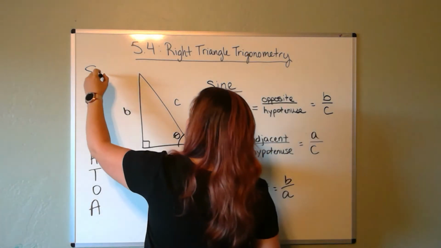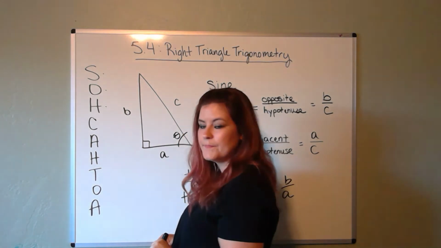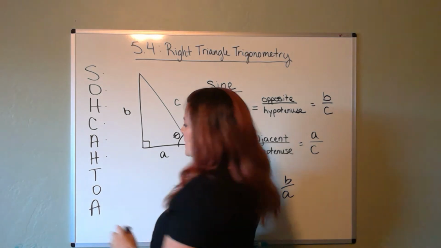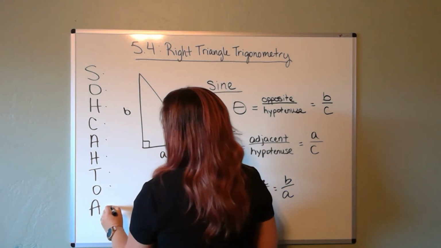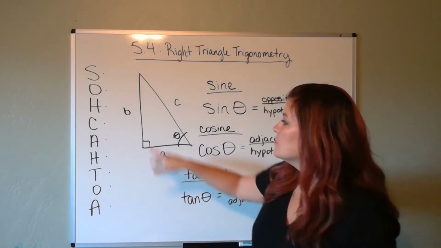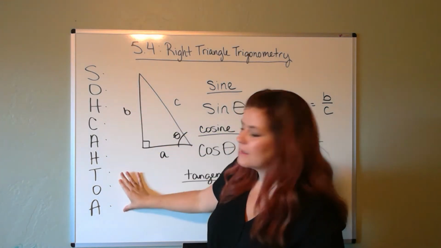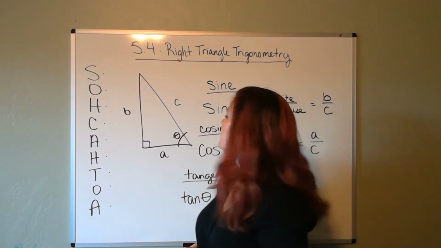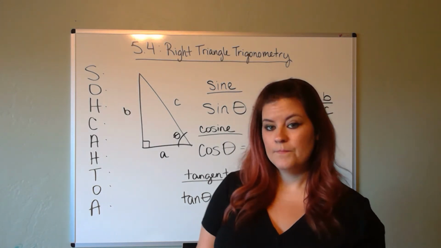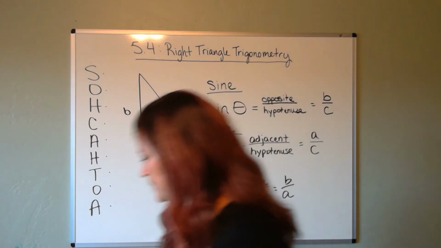So the S-O-H, sine is opposite over hypotenuse. Cosine is adjacent over hypotenuse, and tangent is opposite over adjacent. So if you can remember SOHCAHTOA, you can even write it down as you're working these. You know the ratios are right here. So this is the sine ratio, the cosine, and the tangent, and that might help you. All right, so before we talk about the other three, I want to do an example with sine, cosine, and tangent on an actual triangle.